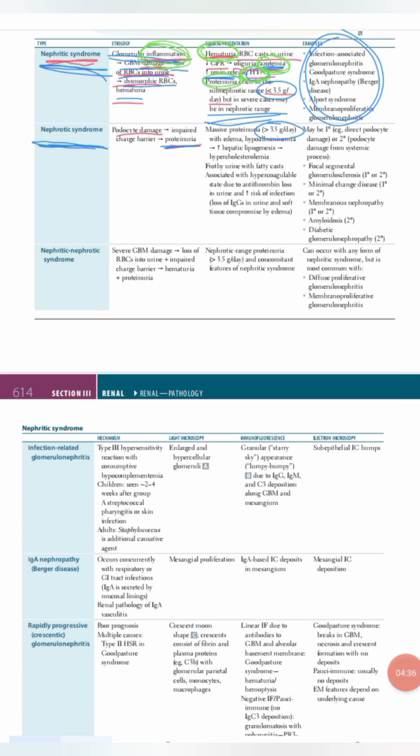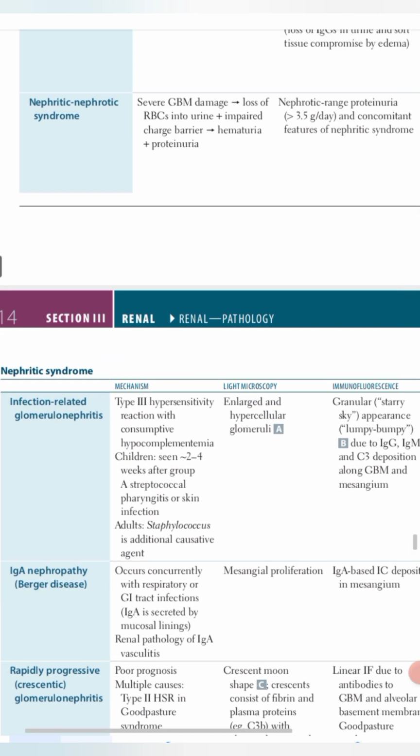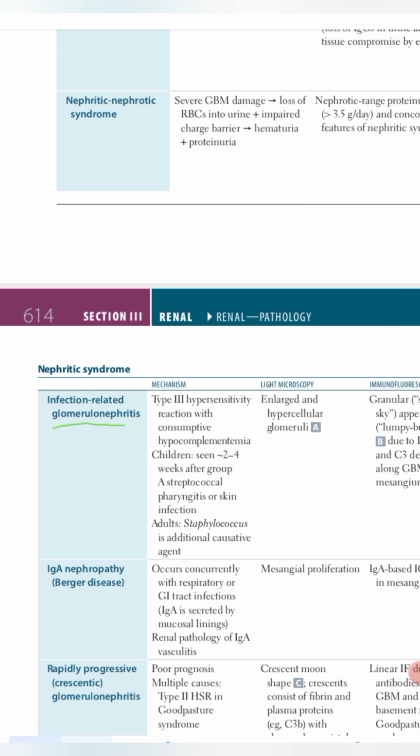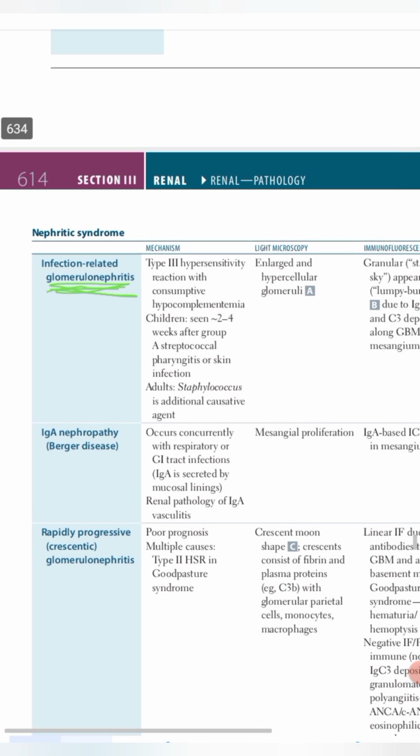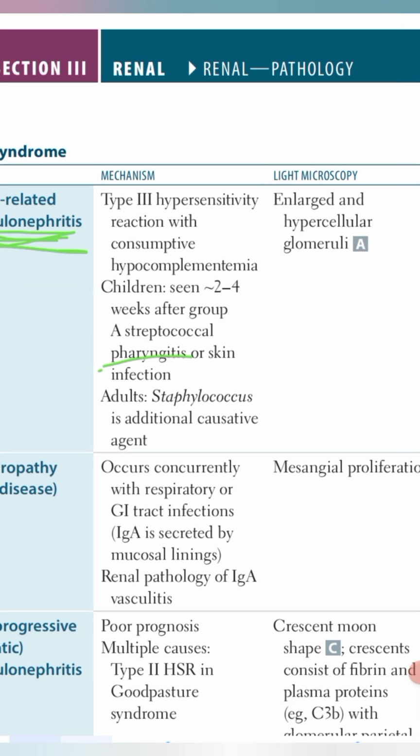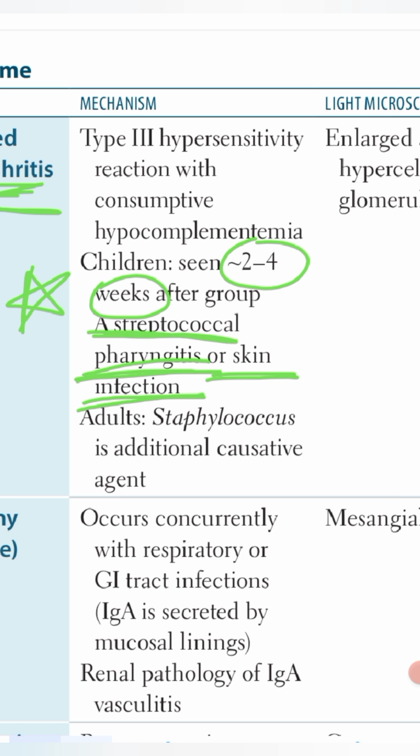Next, we will see examples of nephritic syndrome. First of all, there is infection-related glomerulonephritis. As the name suggests, there is some involvement of infection. There will be a skin or throat infection. The child will present with pharyngitis or skin infections, and after 2 to 4 weeks, that is important, 2 to 4 weeks after pharyngitis or skin infection, the child will present with symptoms of nephritic syndrome. It occurs due to group A streptococcal bacteria, and in adults, staphylococcus is an additional causative agent.